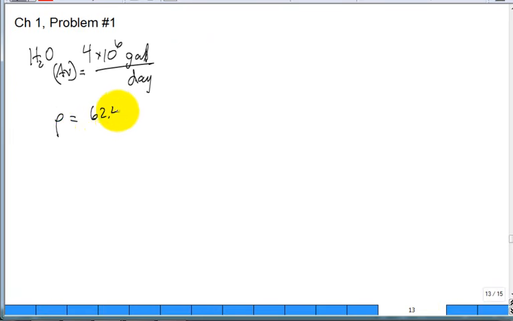That is great. If you knew that, I should go around and give you a little star like in kindergarten. Great job, you know that. 62.4 pounds per cubic foot. Now, rho, that's mass density. Is that LBM or LBF? LBF. What is gamma, the weight density of water? G times rho.